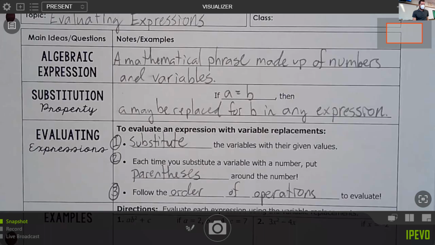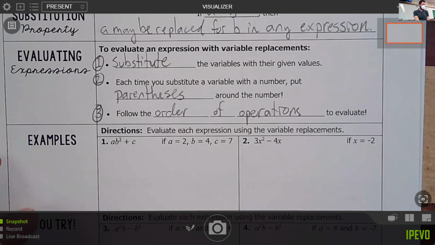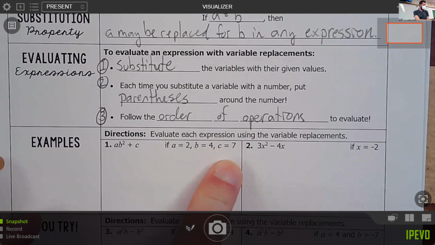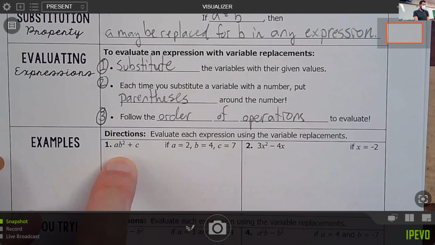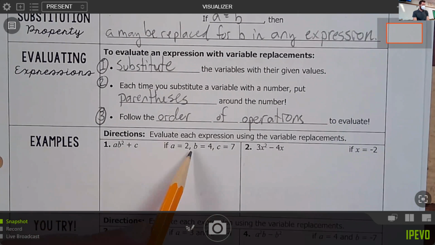So really, there's no difference in how we do what we're doing today versus how we did things yesterday. The only difference is we're going to start off with nothing but variables, but then it's going to tell us what those variables are equal to, and we'll just swap them in. So for example, if A equals 2 and B equals 4 and C equals 7, plug those values into this expression and then solve. That's exactly what we're doing.